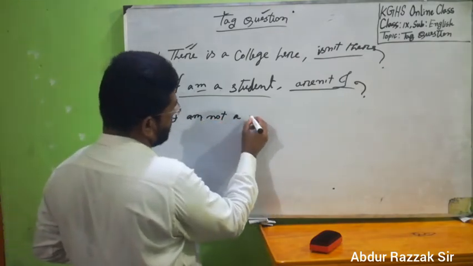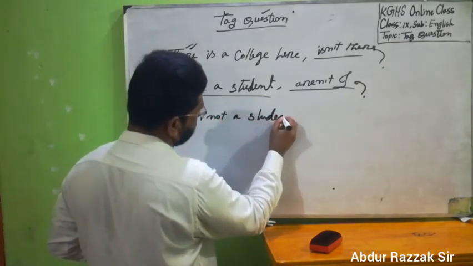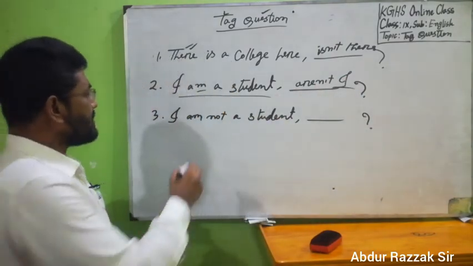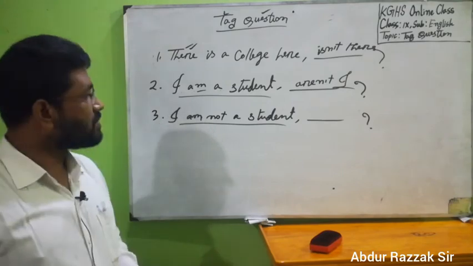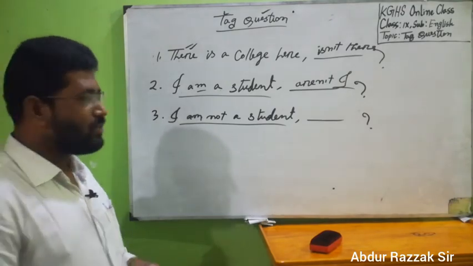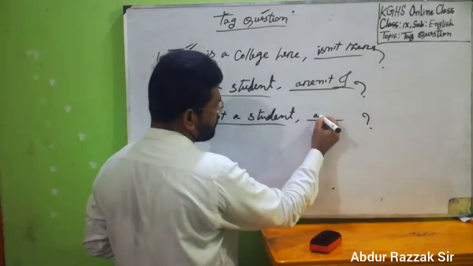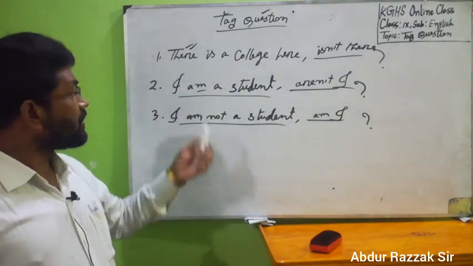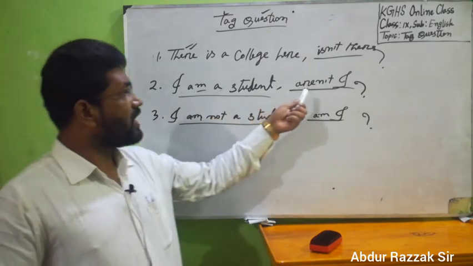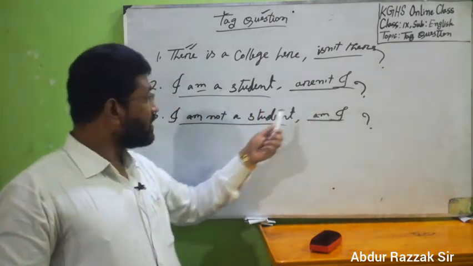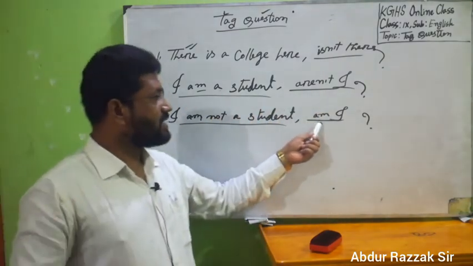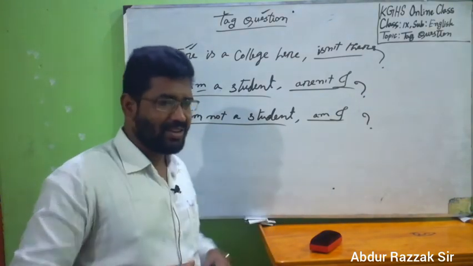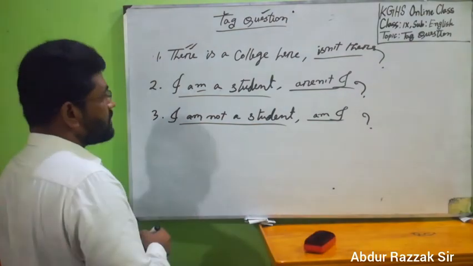I am not a student. Yes, students. Here this statement is a negative statement. So in this case you will write am I. If the statement is affirmative, you have to write aren't I. If the statement is negative, you will just write am I. Have you understood? I think you have. Yes, students, let's see another example.